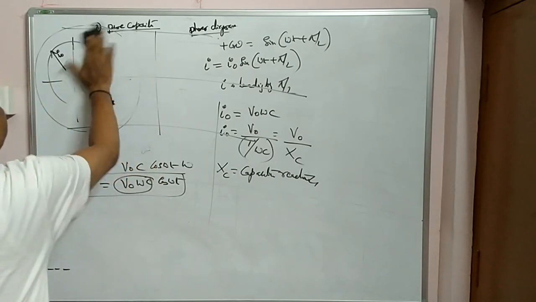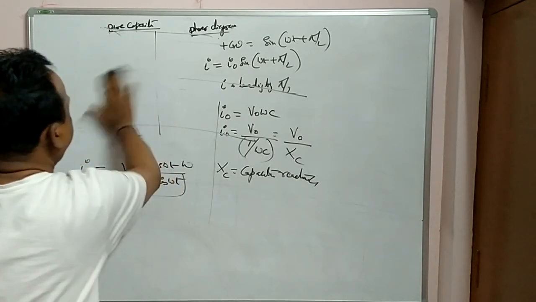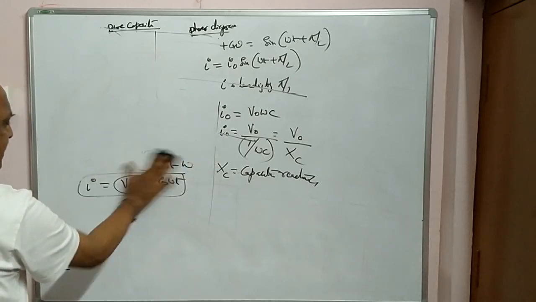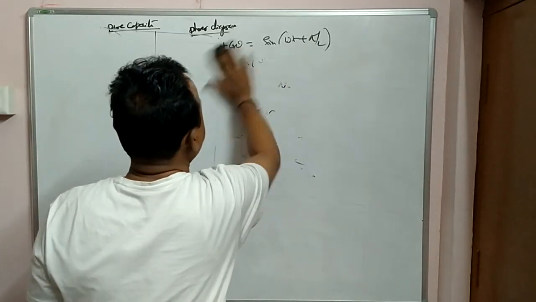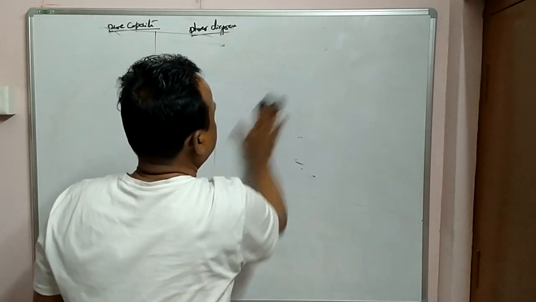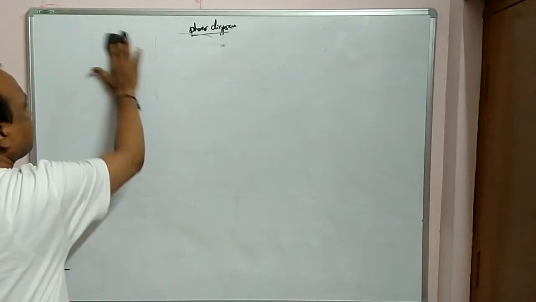So this is how you have to understand the concept. Pure inductor, current is lagging by pi by 2. Pure capacitor, current is leading by pi by 2. These phasor diagrams are very, very important, because in numericals these are coming nowadays. You have to solve that one.